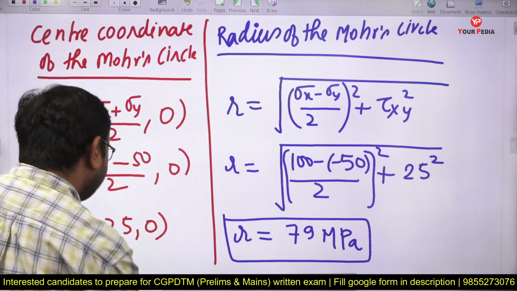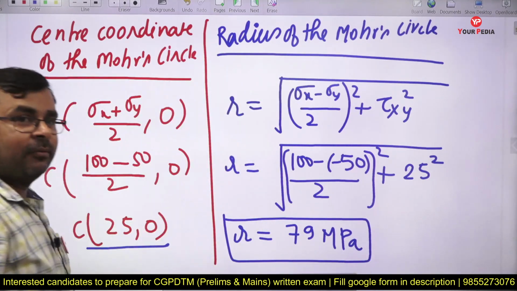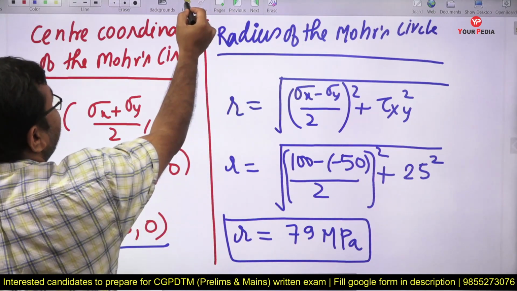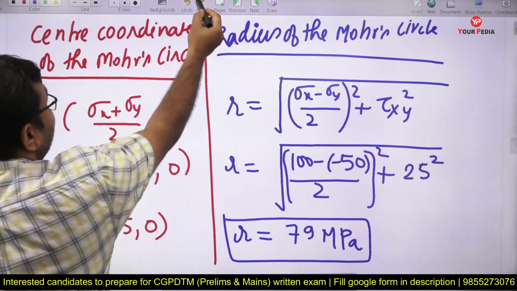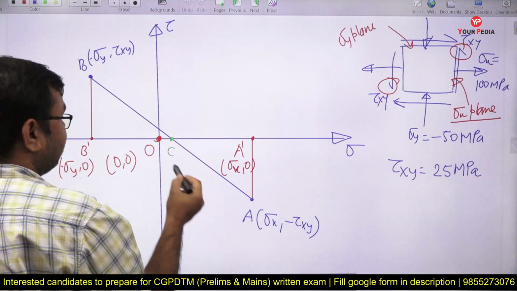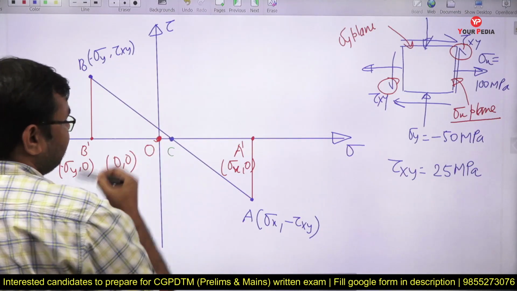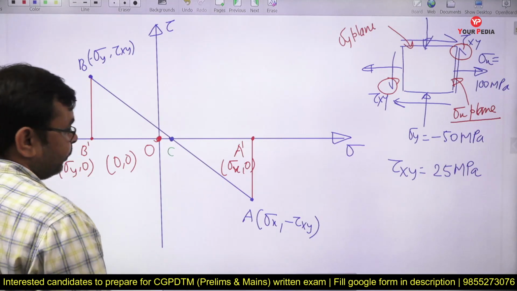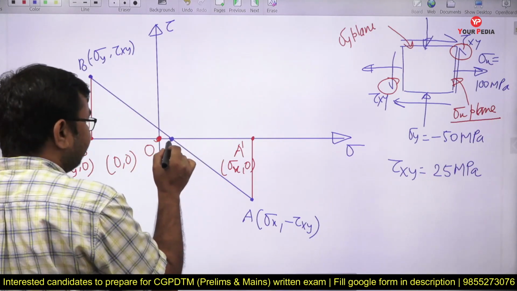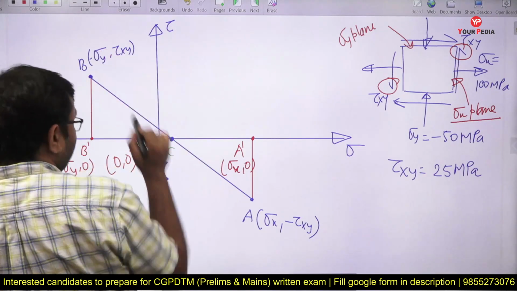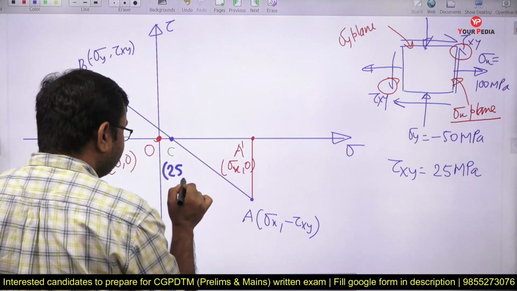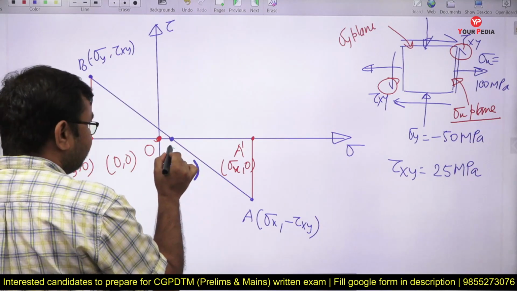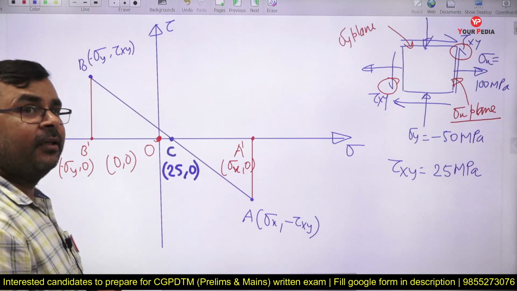So this is the radius of the Mohr circle. You have the center coordinate as well as the radius of the Mohr circle. It means now we also know the location of the center. Yes or no? This is the center. So can I draw a Mohr circle for this? Obviously this is the center and its coordinate is 25 comma 0. Is it clear? The center coordinates are 25 comma 0.